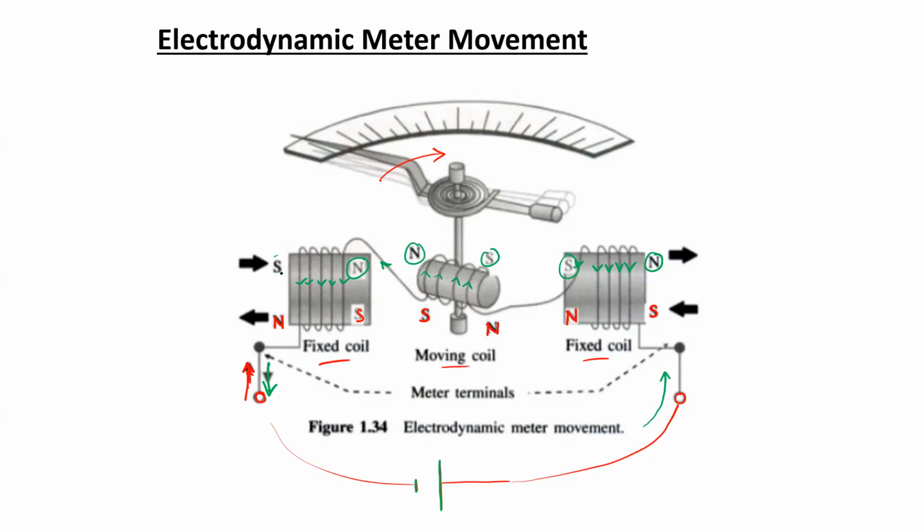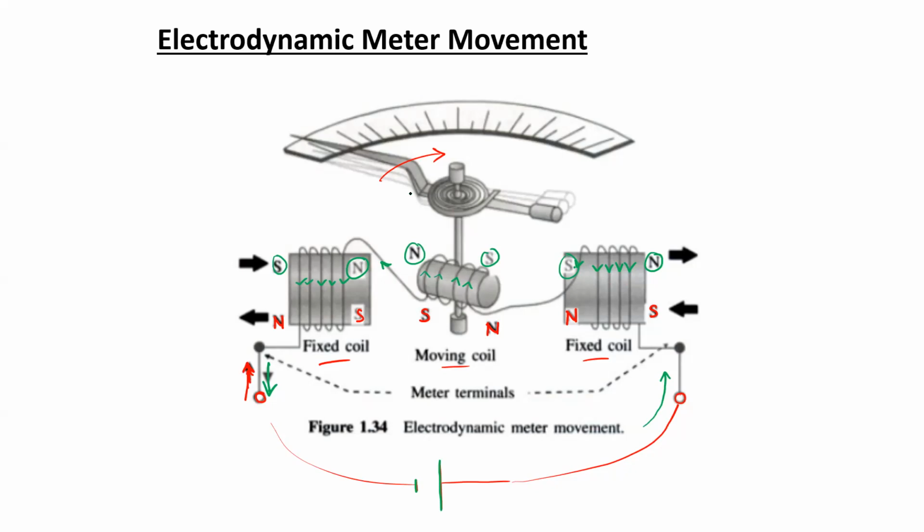This would be the north and south pole for the other fixed coil. So now here as well, the north pole and north pole will repel each other, south pole and south pole will repel each other, and in this case also the pointer will have a deflection due to this interaction between the magnetic fields developed by the fixed coils and the moving coil.